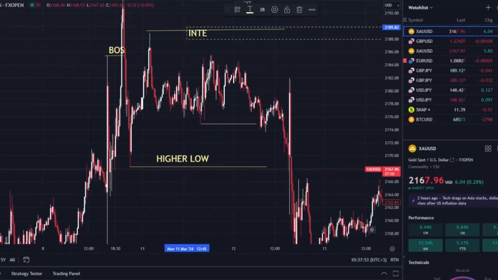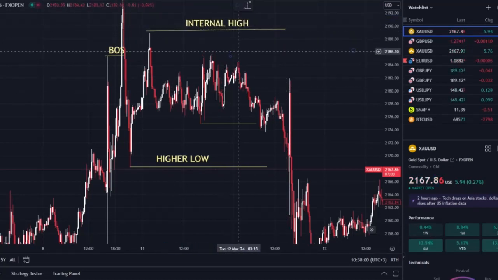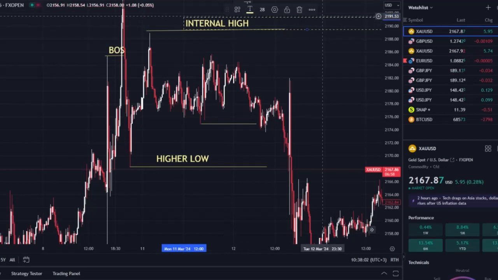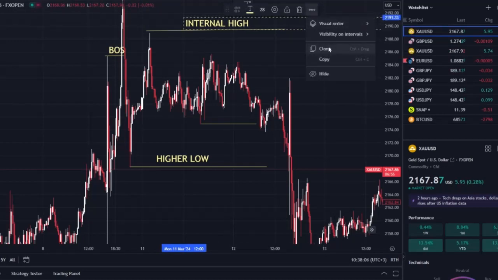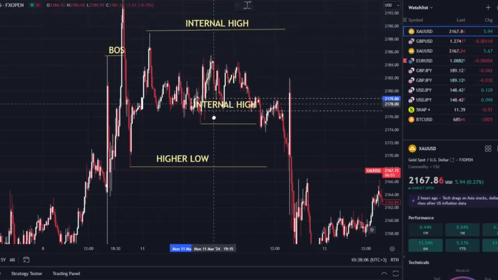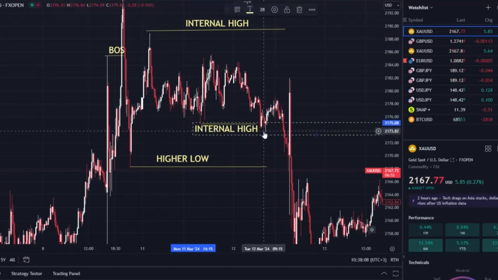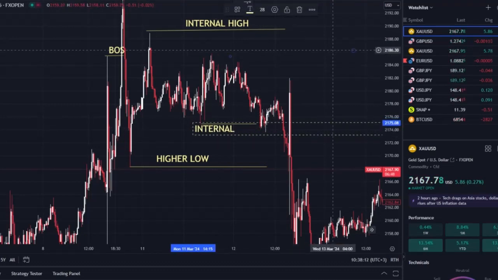Yes, so we can see here now, this is the internal high. Price makes an internal high and also makes an internal low, right? Yes, so now here we are not doing anything. It's like a consolidation market. So in a consolidation, you're not supposed to do anything. So guys, stay away from consolidation markets. Make sure you wait for price to break structure or change character.